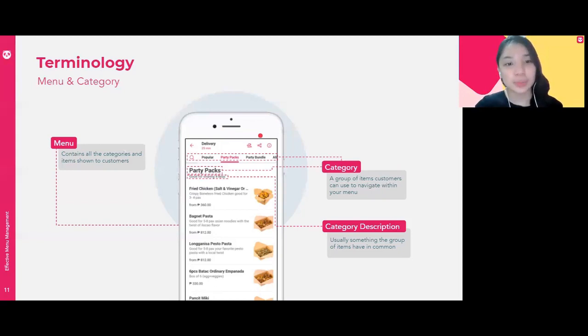Now, under that, syempre, kunyari, I've selected party packs. Makita ko yung category as well as yung category description. Basically, what is under yung description is something that the group of items have in common. For this one, it's a party pack, so it explains that it is good for sharing.